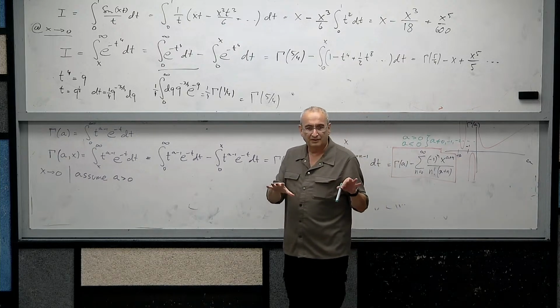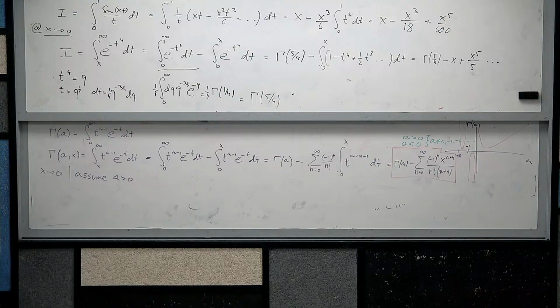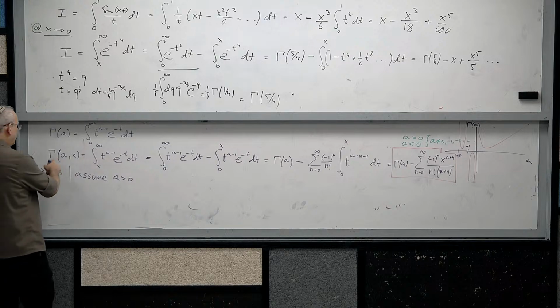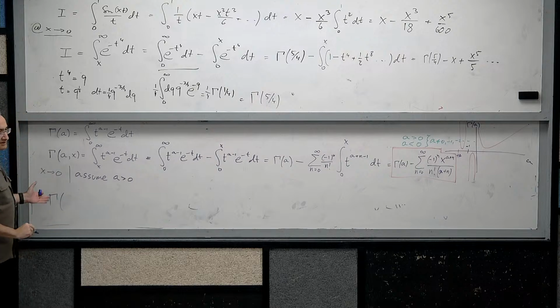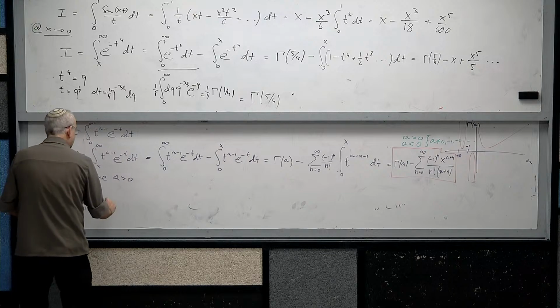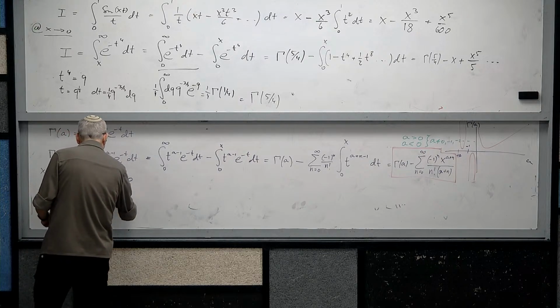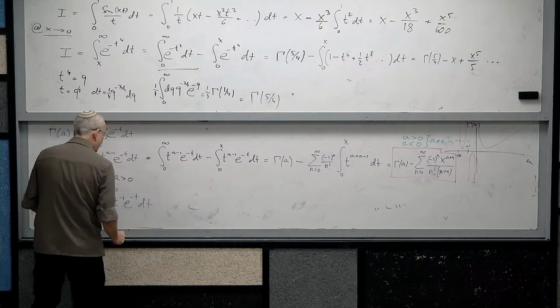Are we okay? Please feel free to ask whatever questions you have. So what remains, and which is the most important case, is the incomplete gamma function when a is 0. Right? So for example, gamma of 0 and x is the integral from x to infinity of t to the minus 1 e to the minus t dt, right?